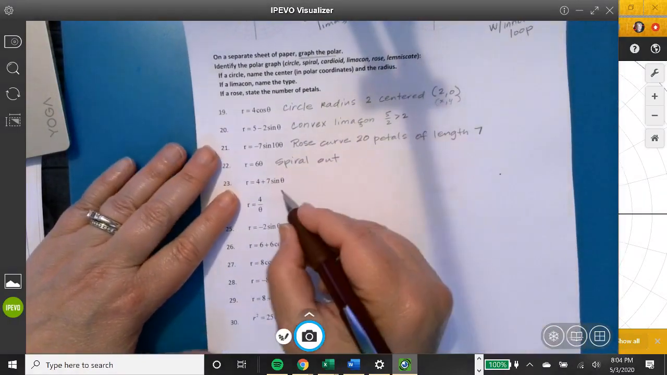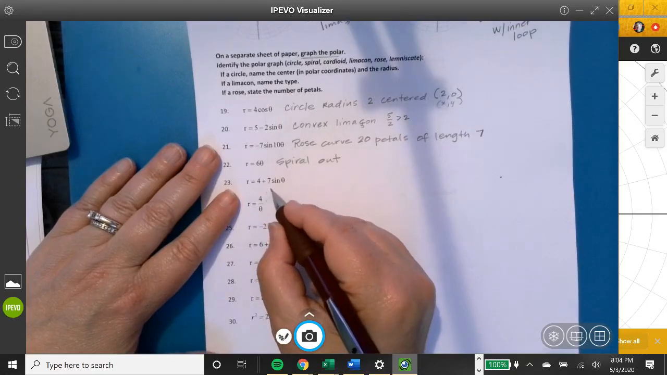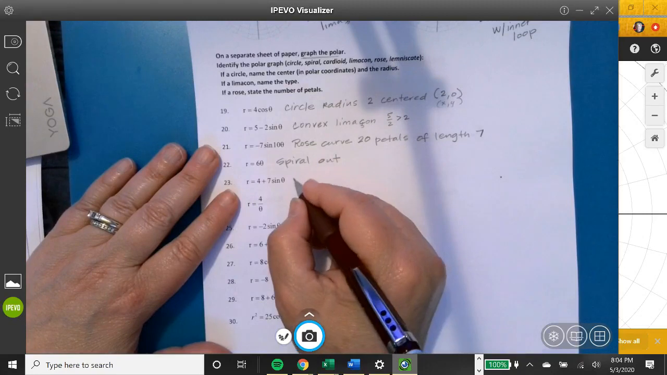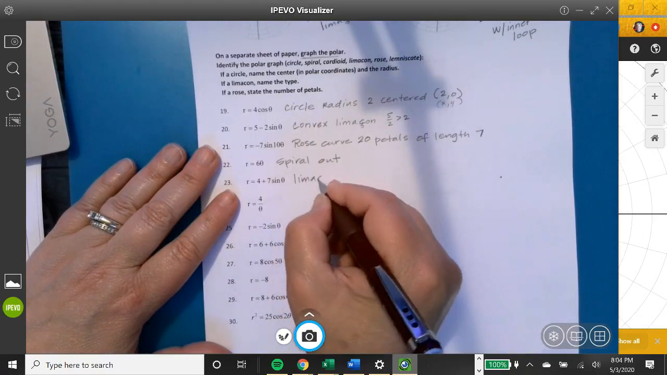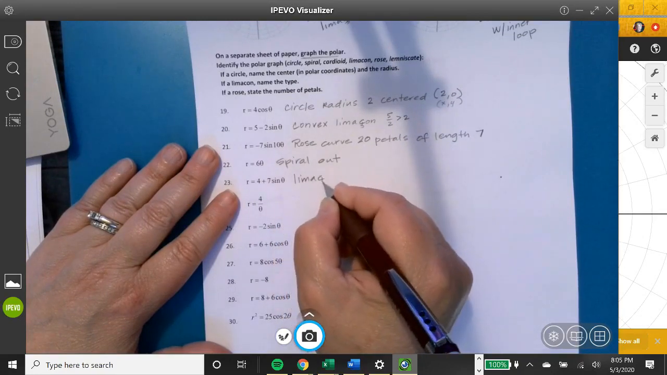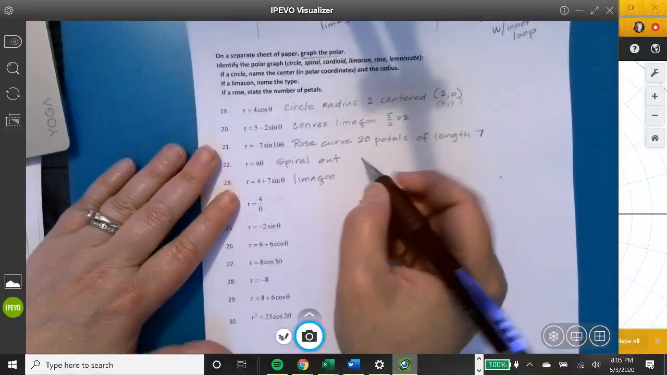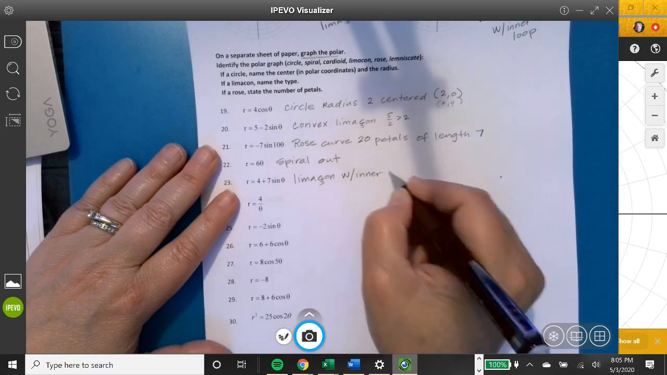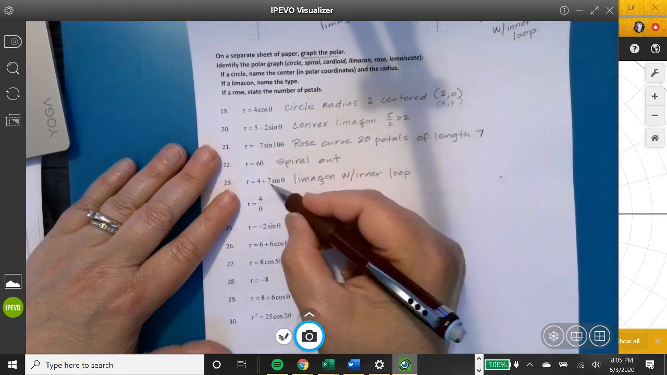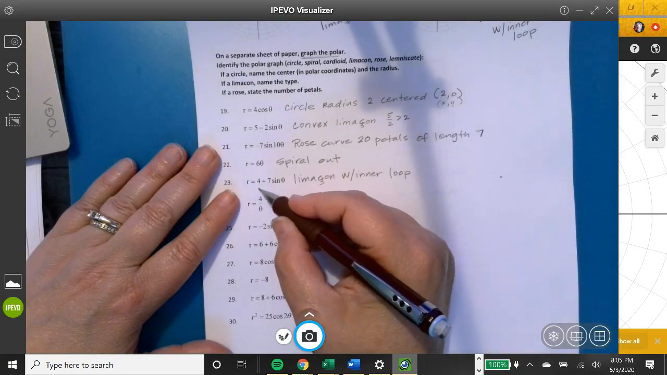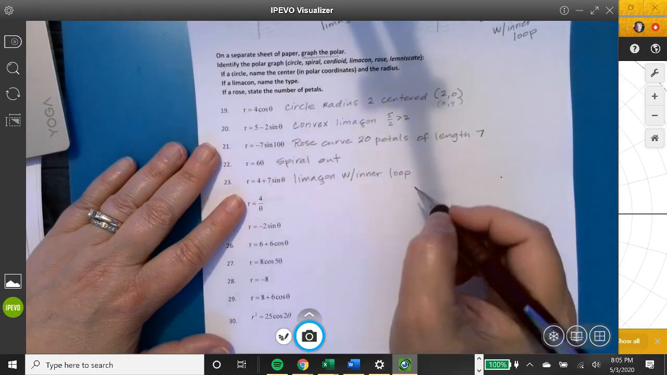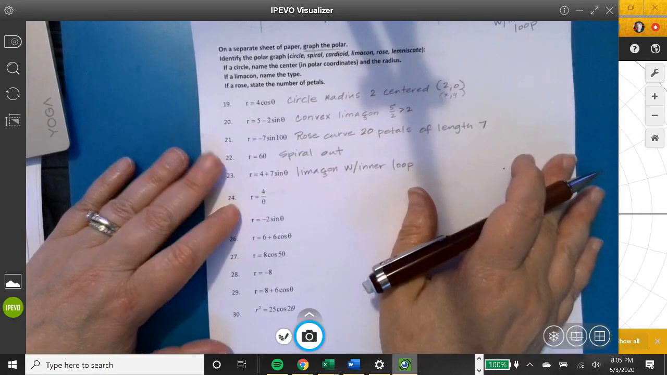Okay, this next curve, 4 plus 7 sine theta. Well, this is a lemniscate with an inner loop. Now, why is it with an inner loop? Because this 7, the midline is smaller than the amplitude. So that means this is going to dip below the pole. So this is a lemniscate with an inner loop.